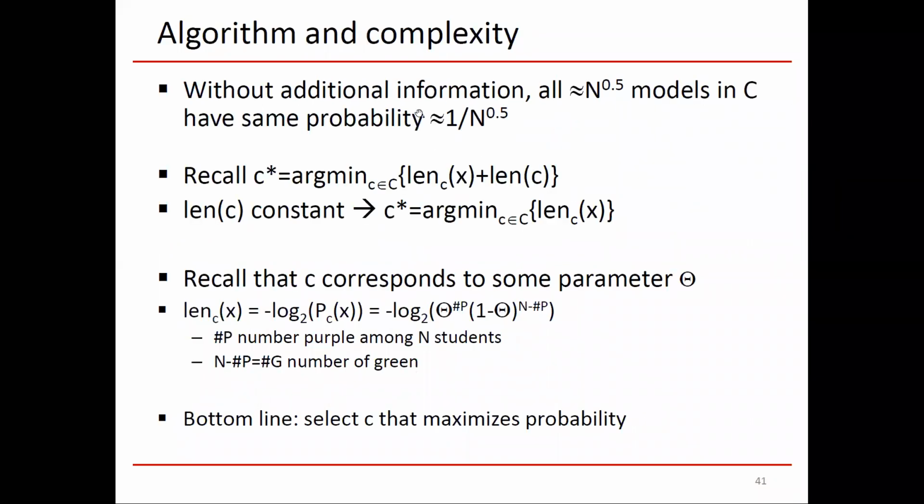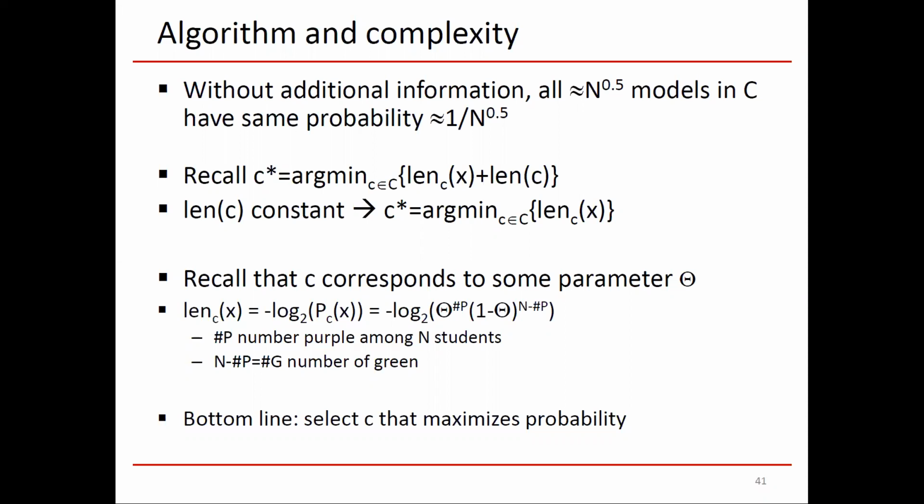So a bit about the algorithm and its complexity. Without any information, we have roughly square root of n models for a single parameter in our model class C, and they all have the same probability, proportional to 1 over square root of n. And recall the MDL principle. We optimize for the sum of the length for the data given C and the length for C. And if the length of C is constant, we're just choosing the best length C of X.